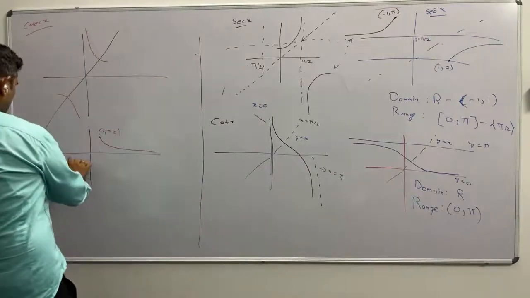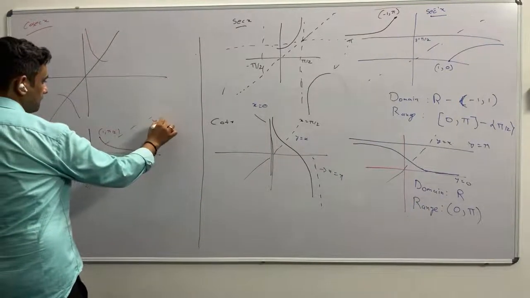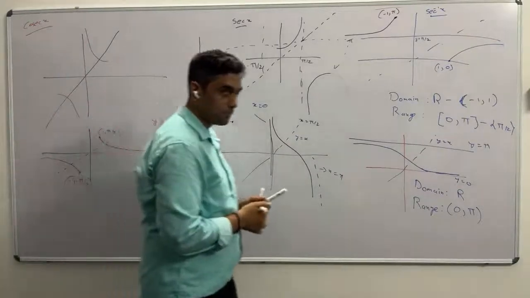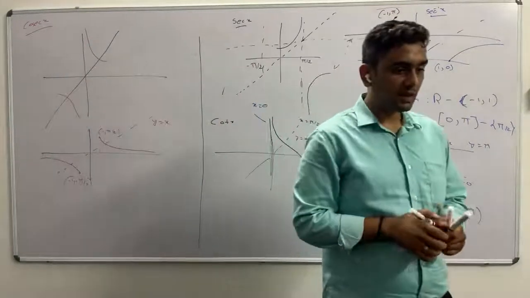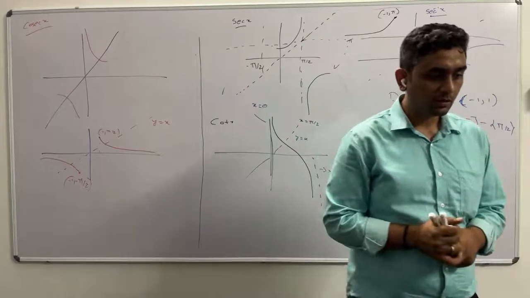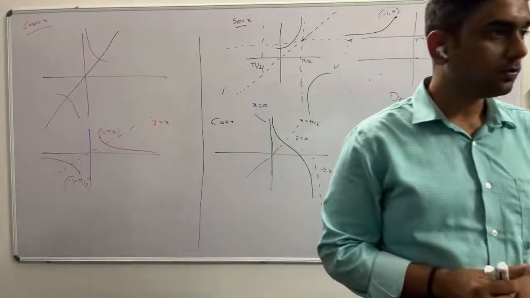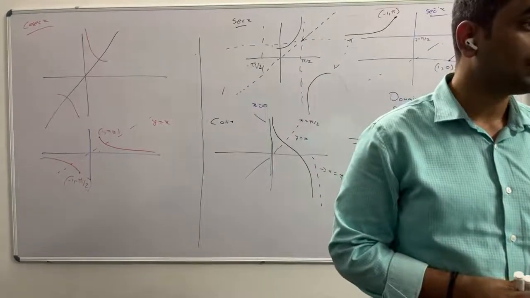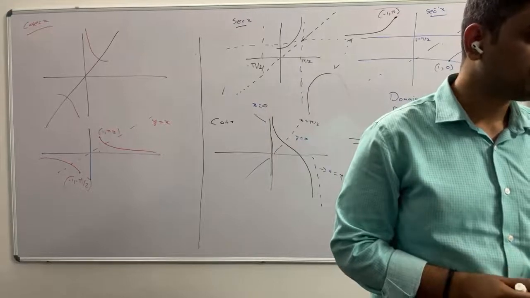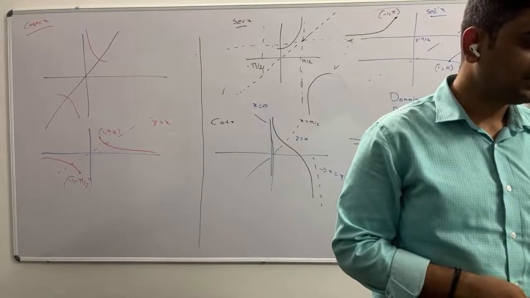Yes, tell me. For the cosecant x graph, yeah, the asymptote is x equal to 0. The y-axis is x equal to 0.